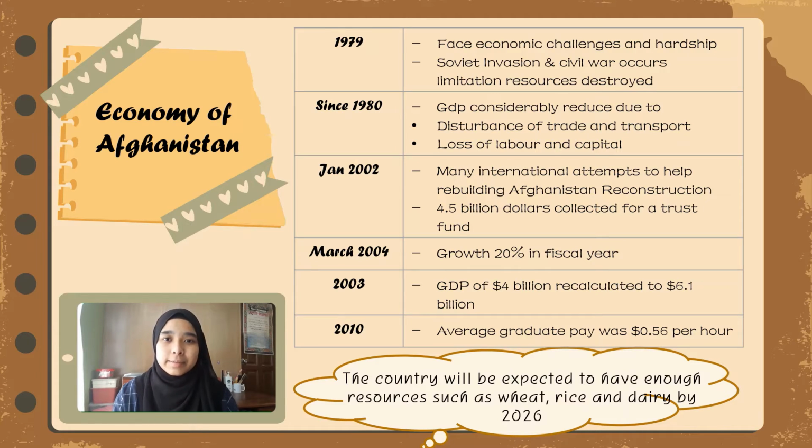Based on the International Monetary Fund, the Afghanistan economy had grown by 20% in the fiscal year ending March 2004. The economic growth came with the help of international aid. Approximately $100 billion of aid had entered the nation from 2002 to 2021. The GDP of $4 billion in fiscal year 2003 was recalculated to $6.1 billion, including profits from opium production. The average pay for graduates was 56 cents per hour in 2010. The country is expected to have enough resources such as wheat, rice, fowl, and dairy by 2026.